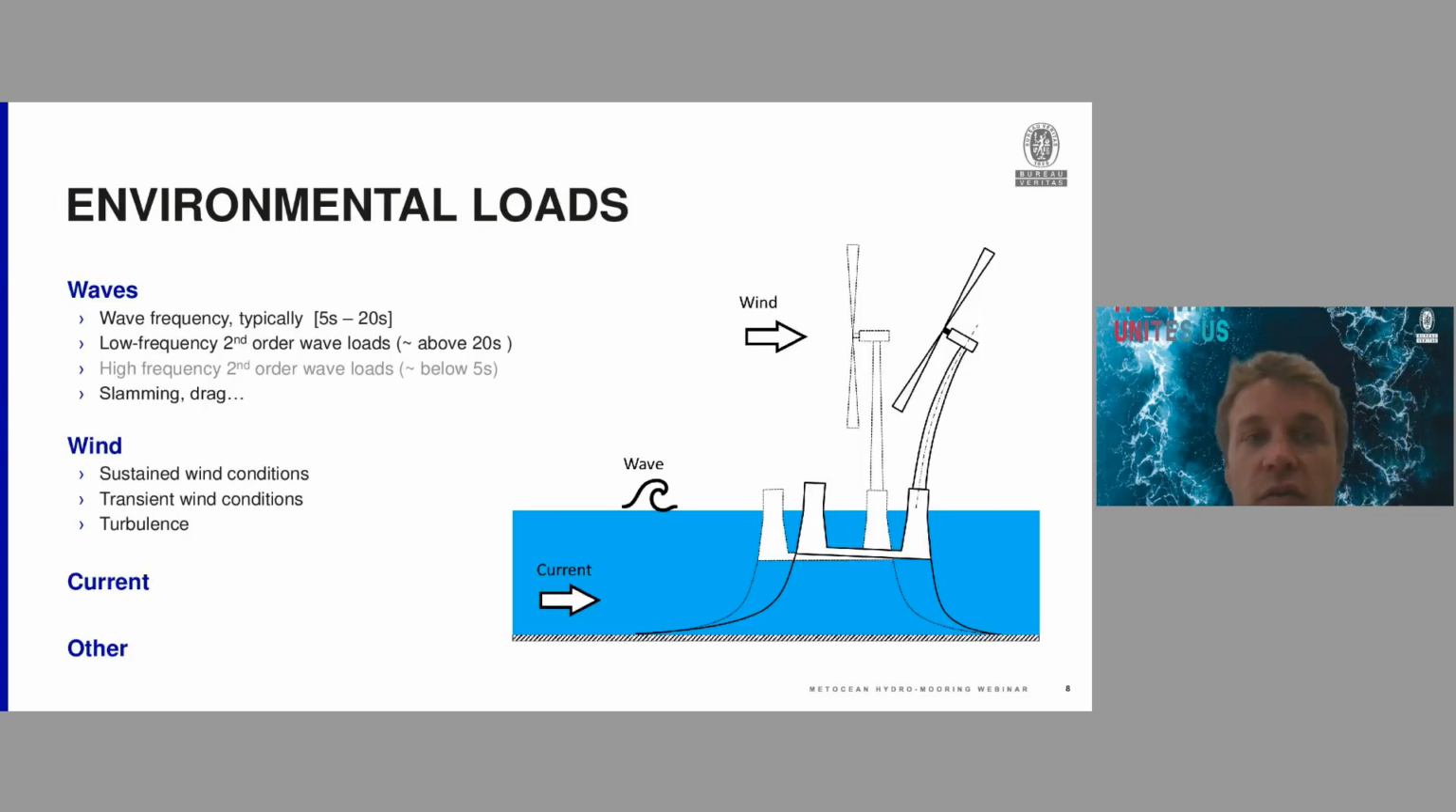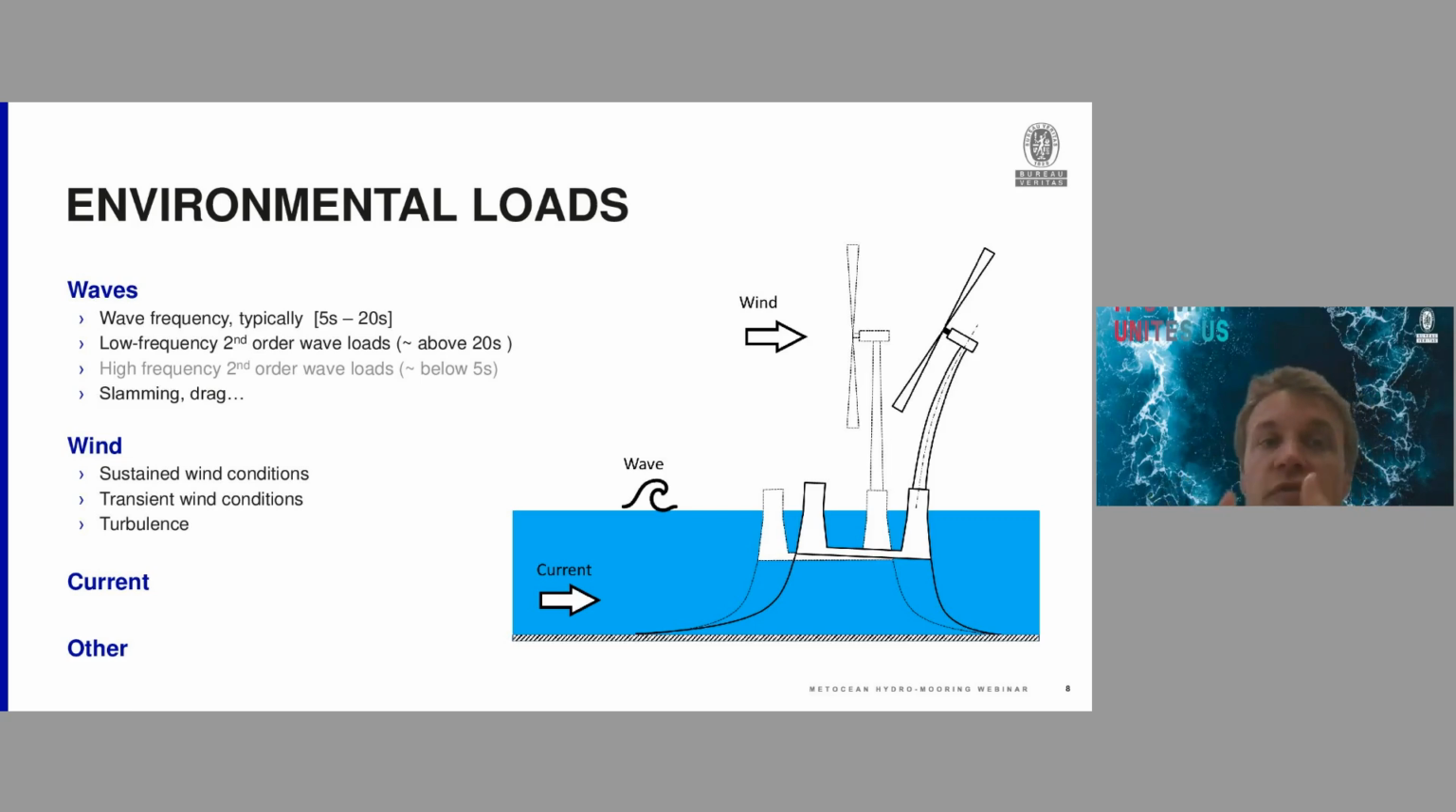So what are the environmental loads that the structure should withstand? Of course, something specific to floating units is the waves. For the waves, we can distinguish different kinds of effects. The main one is what we call the linear waves, with wave periods typically between 5 and 20 seconds. So it's the wave that you can see from any ship visually.